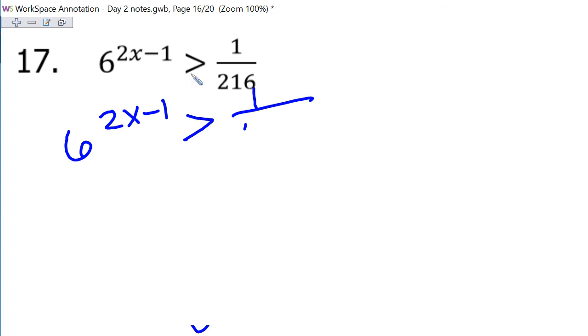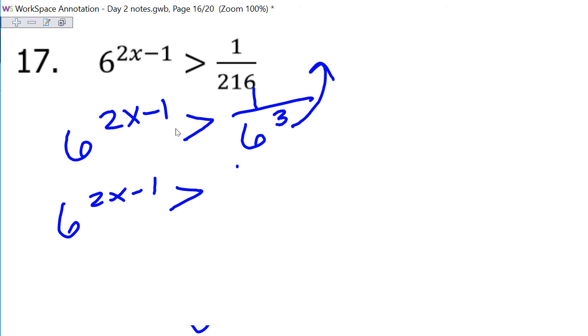Three. 6 cubed. But now I need to get rid of the 1. So how do I do that? Move this to the top, and what happens to that exponent when I move it to the other side? Becomes negative 3.